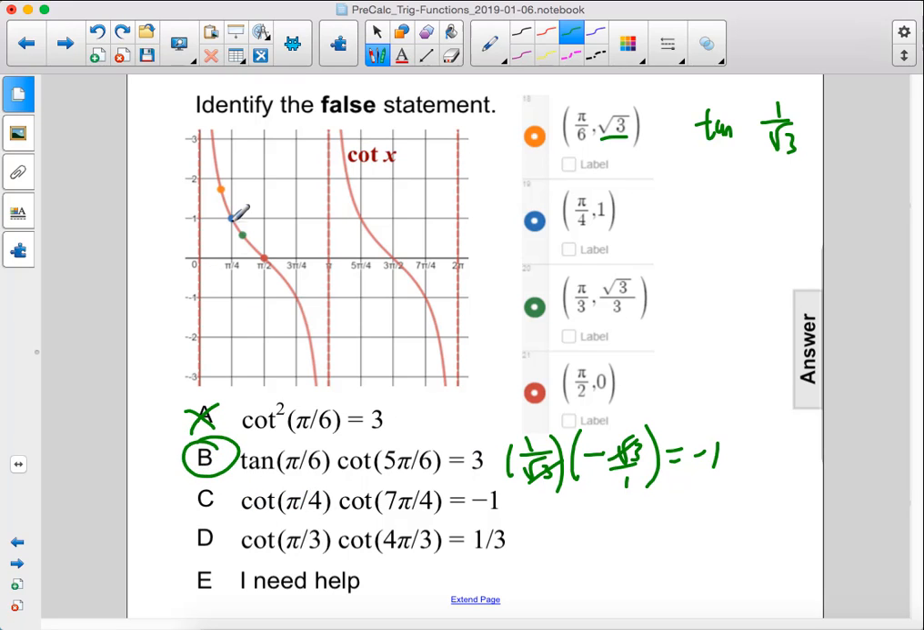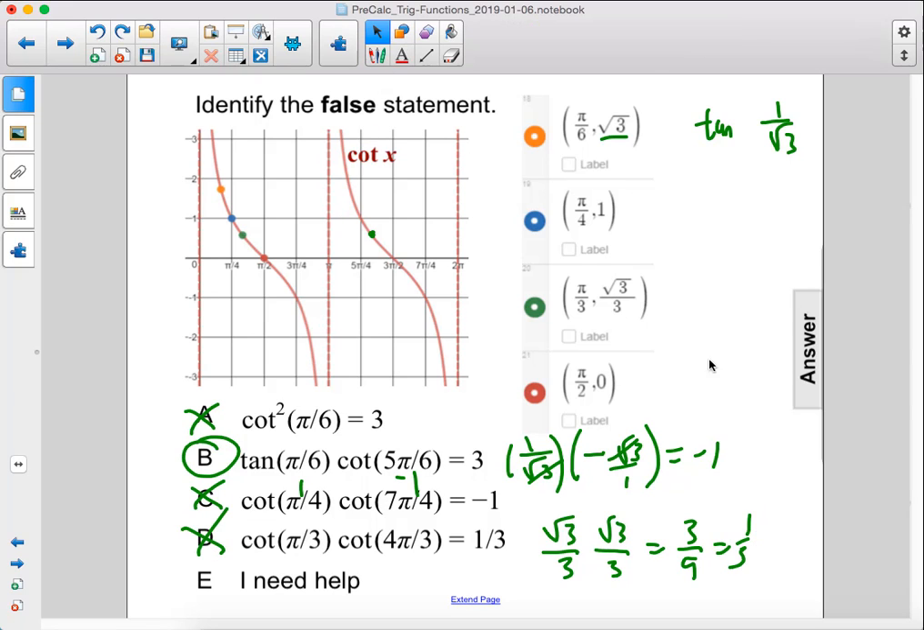Cotangent of pi over 4 is 1. Cotangent of 7 pi over 4 is negative 1. 1 times negative 1 is negative 1. Cotangent of pi over 3 is the square root of 3 over 3. The cotangent of 4 pi over 3 is also the square root of 3 over 3. So when you multiply those together, you get 3 over 9, or 1/3. The answer here is B.